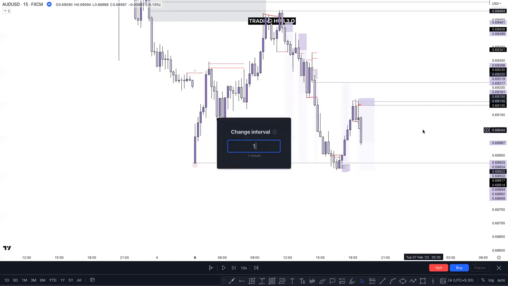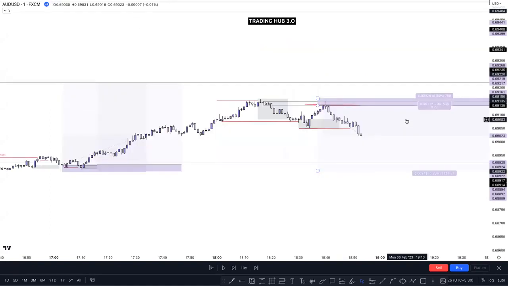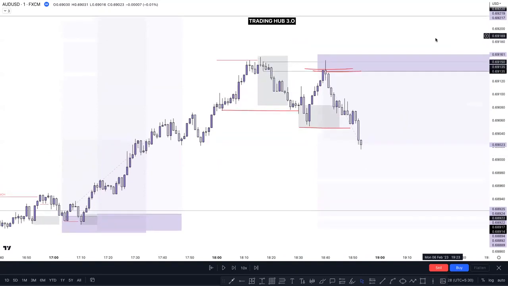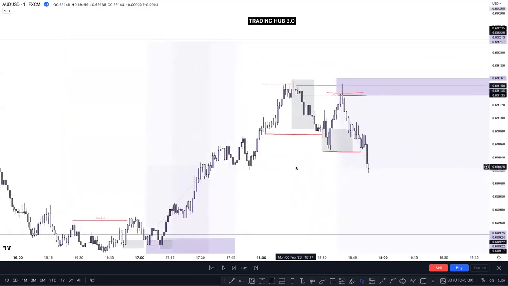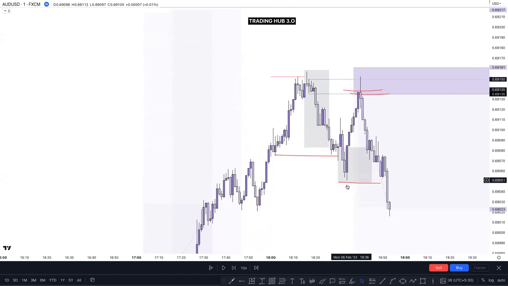So let's switch again here to the 1-minute time frame. If there is any 1-minute order block, definitely we are planning to buy here based on the single candle mitigation here. So the next entry was here for the buy. Let me show you exactly.